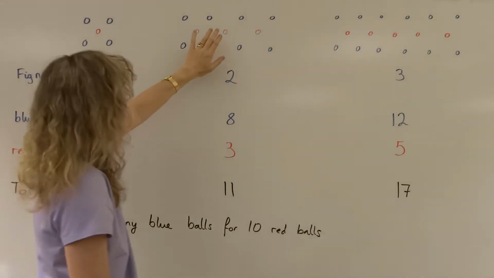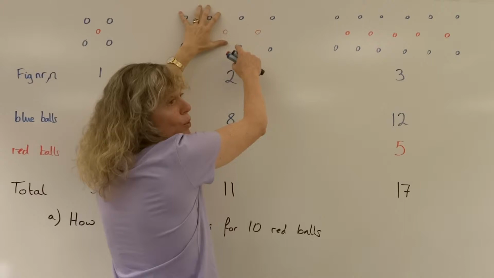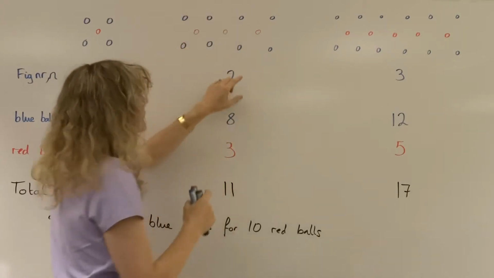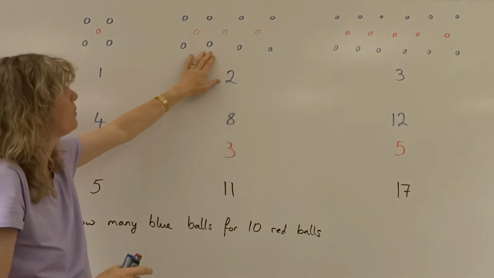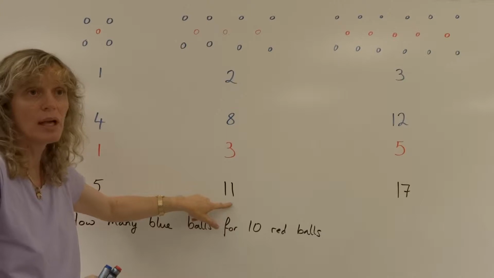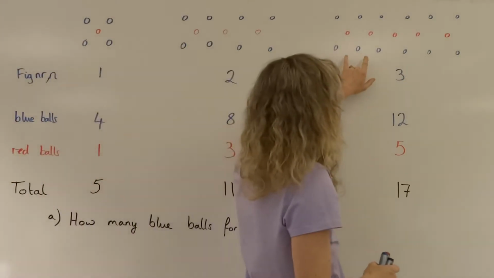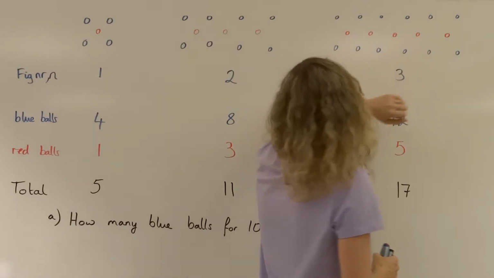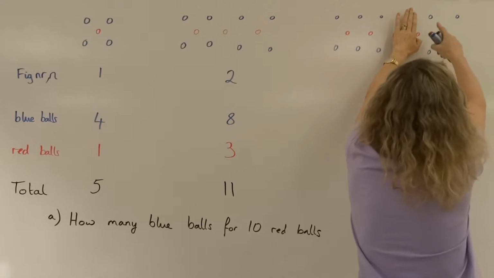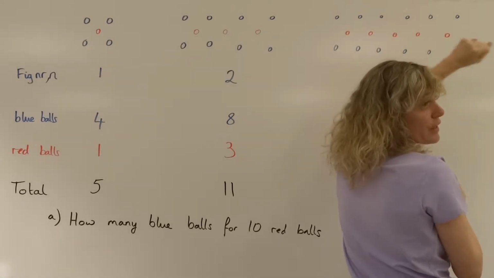Then what are we adding each time? This was our starting picture. We're adding 4 new blue balls and 2 new red balls. Okay, so figure number 2 has 8 blue balls, 3 red balls, and in total 11 balls. Figure number 3 has 12 blue balls. We had those to start with, so we stopped there. And again we added 4 blue balls and 2 red balls for the next figure.